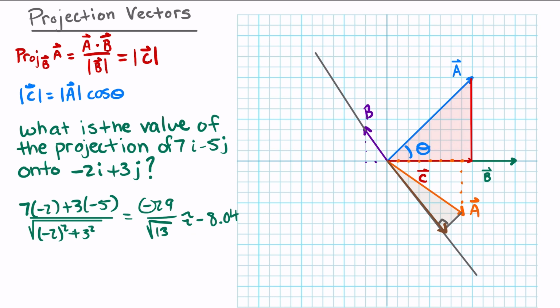But depending on what information is given, you have the expressions needed in order to find the magnitude of that projection vector.